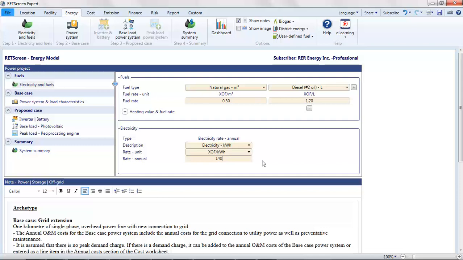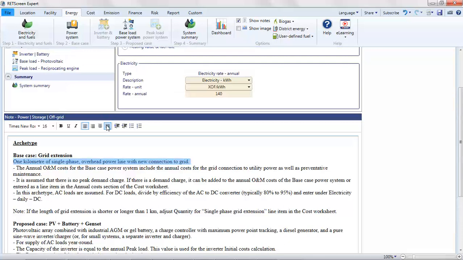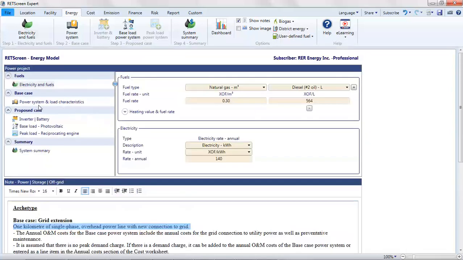For diesel, I'll simply adjust the archetype's estimate for the exchange rate. $1.20 Canadian is 564 francs CFA per litre. A quick scan of the Notes section reveals that the archetype assumes 1 kilometer of grid extension. In our imaginary example, the grid must be extended 15 kilometers. We will need to make some adjustments.